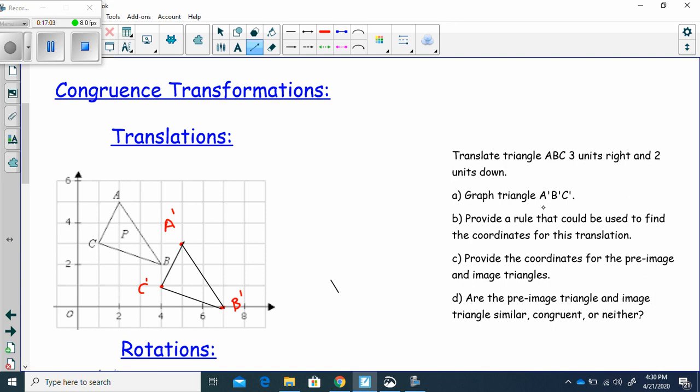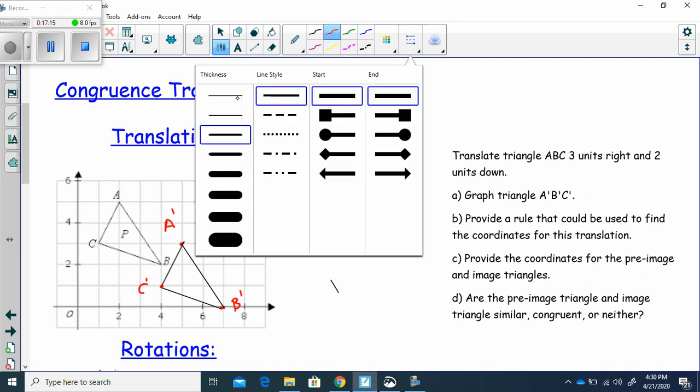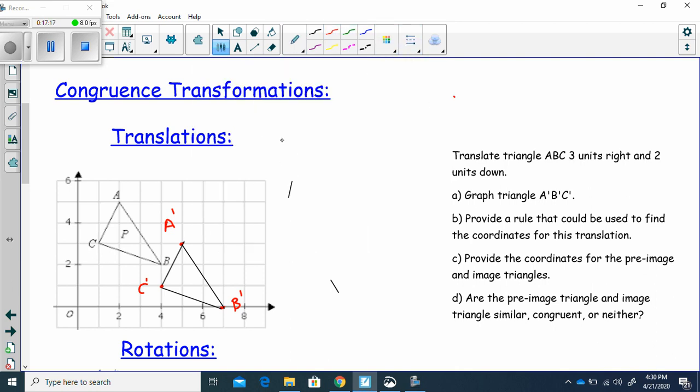We've graphed that triangle. Provide a rule that could be used to find the coordinates for this translation. Okay, let's try that. What did we do here? We started, let me get us a pen. We started with x, y. And what did we do? Let's look at A and A prime. A is at 2, 5.